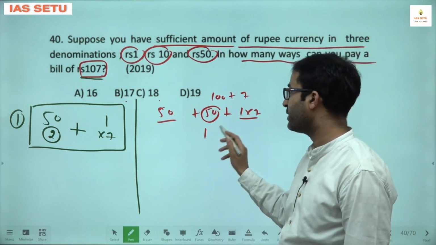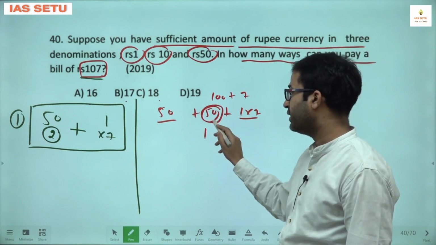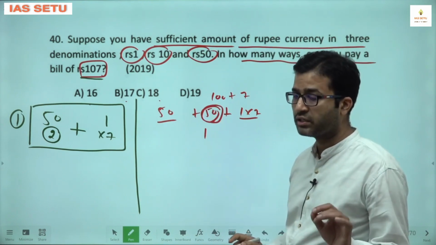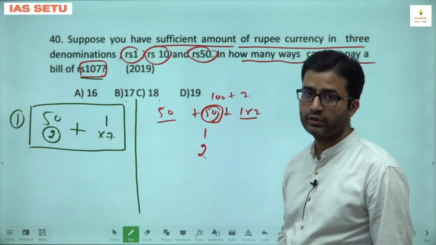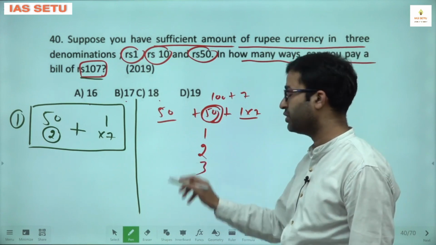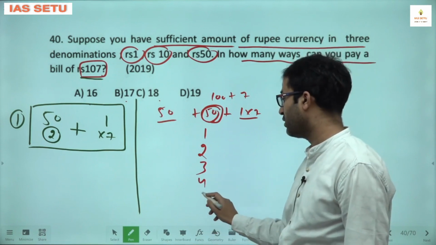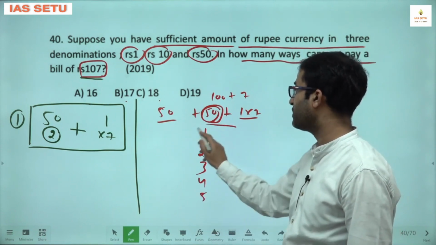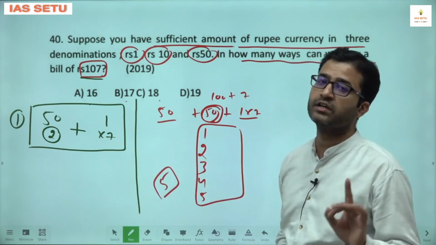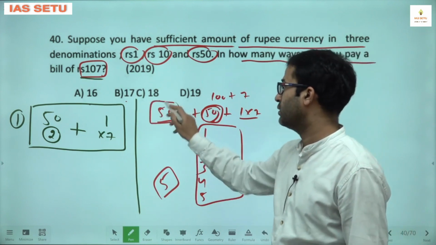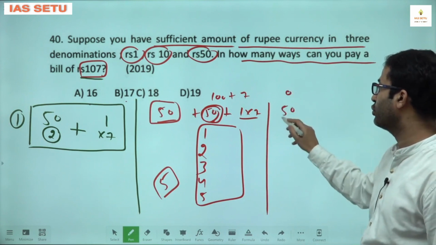See here, I can use one currency of rupees 10, the rest is of 7 7. I can use two currency of 10, the rest is 1 1. 3 of 10 means 30 plus 27, 40 plus 17, 50 plus 7. So it means I have 5 different such ways where I have to use one currency of 50. Okay, that's it. Now the third is where I use zero currency of 50.